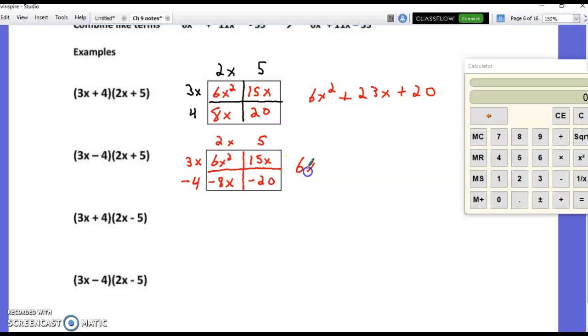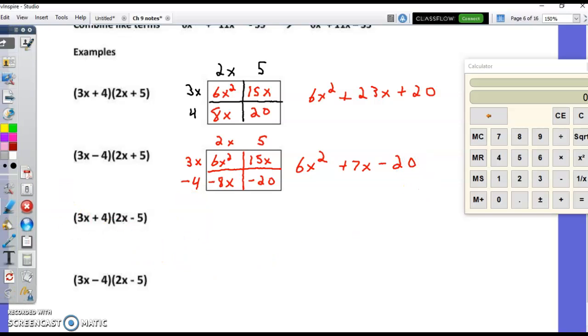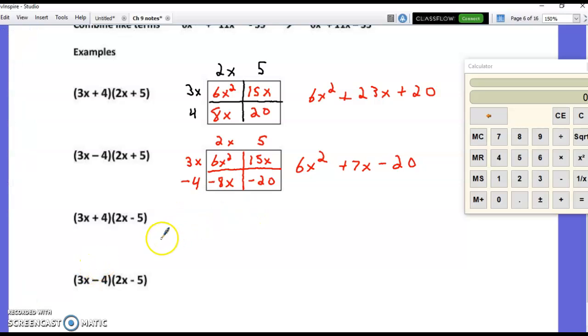So we have 6x squared. Then we have 15 minus 8, or negative 8 plus 15. So that's going to be a positive 7x. And then we have our negative 20. All right, so with these, and again, as we're going, if you think you got it, pause it and set them up and then do them.